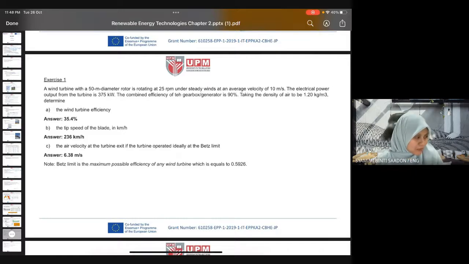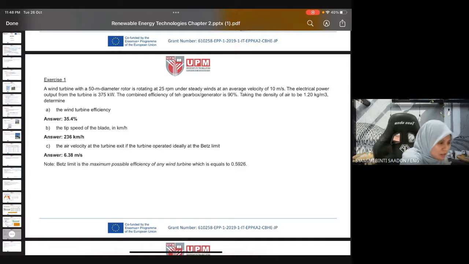Okay, first one. A wind turbine with a 50-meter diameter rotor is rotating at 25 rotations per minute under steady winds and an average velocity of 10 meter per second. The electrical power output from the turbine is 375 kilowatt. The combined efficiency of the gearbox and generator is 90%. Taking the density of air to be 1.2 kilogram per meter cube, determine first the wind turbine efficiency. So how are you going to determine the wind turbine efficiency?